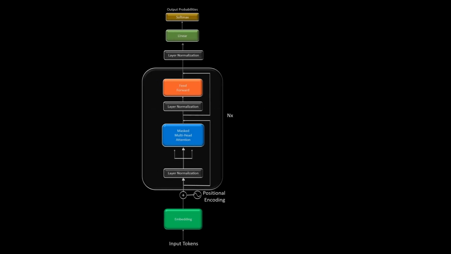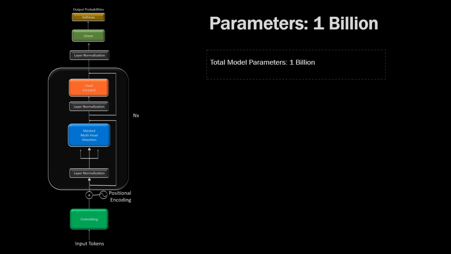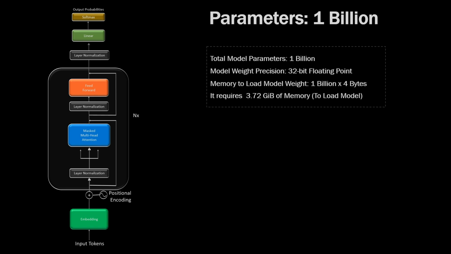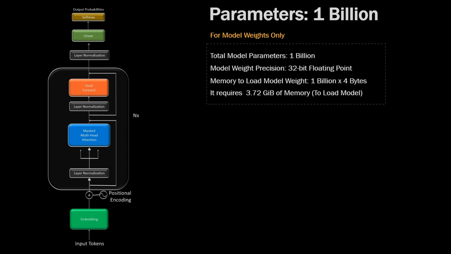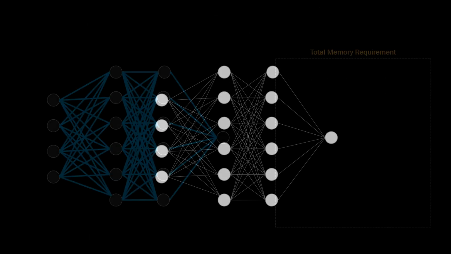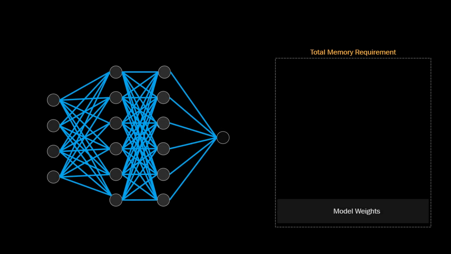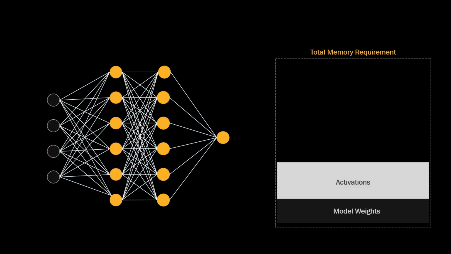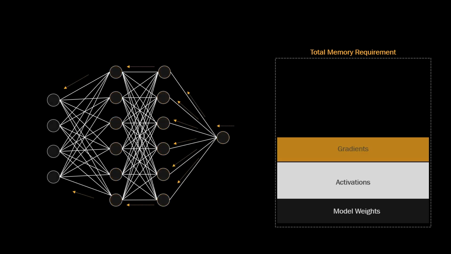Now let's talk about the memory requirements needed to train these models. Let's consider a model with 1 billion parameters using full precision floating point representation, 32-bit, to store each parameter. Just to store the model weights, we would need around 4 GB of memory. However, this is only for loading the model weights, and actual training requires much more memory. The first thing that needs to be stored is the model weights. In addition, each neuron produces an output activation when given an input, and these activations must be stored in memory. During backpropagation, gradients are computed and also need to be stored.